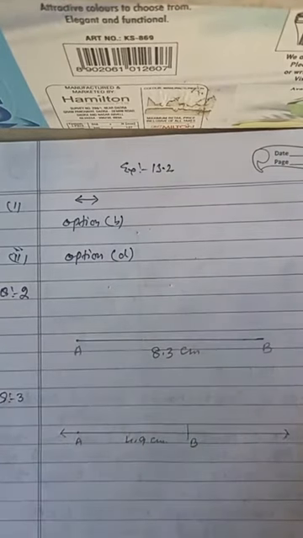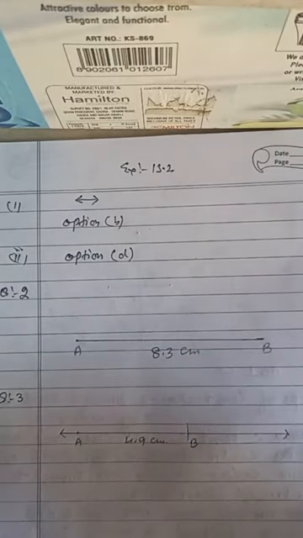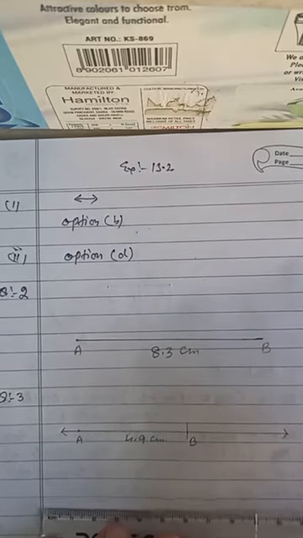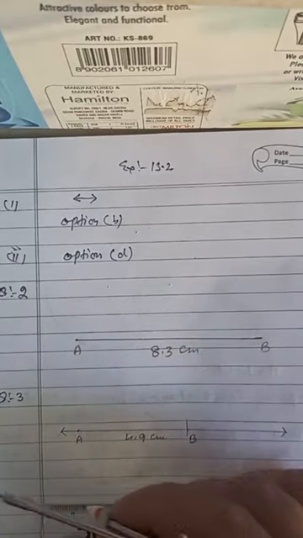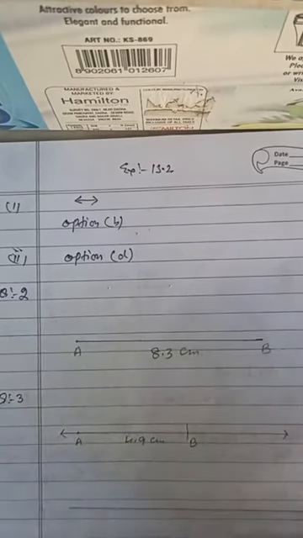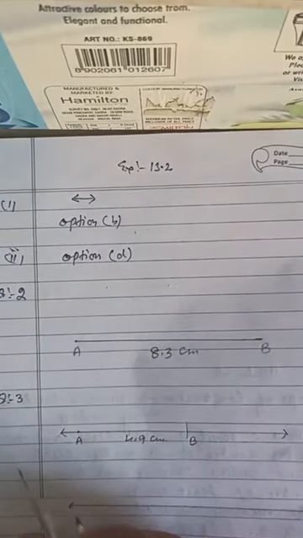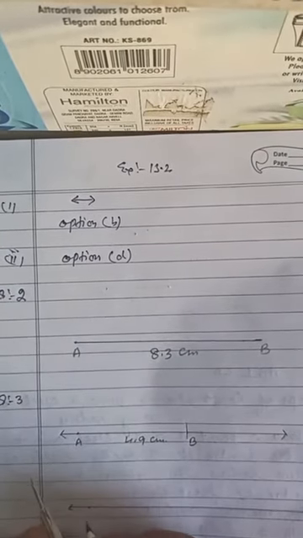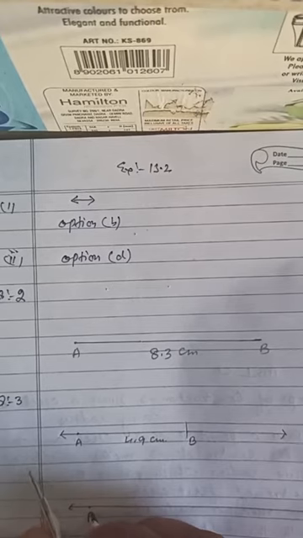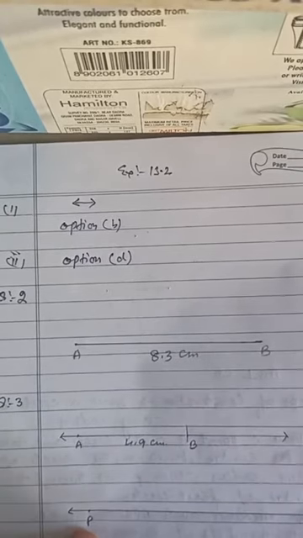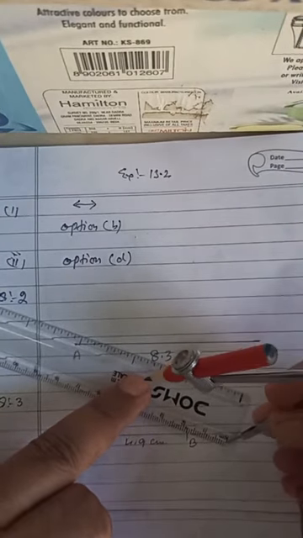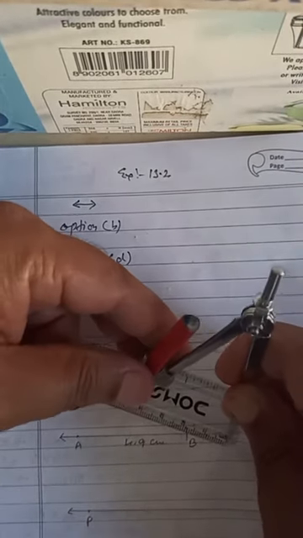Now again we have to draw a line segment of 7.7 centimeter length. What we will do? We will draw a long line and mark a point A, or let us take P. This point is P. Now with the help of a scale, open your compass equal to 7.7.